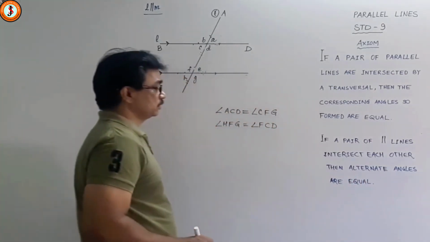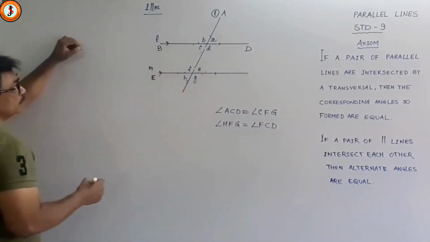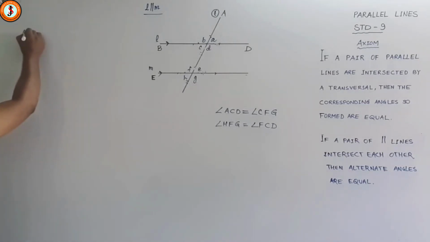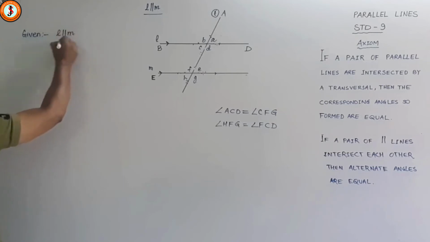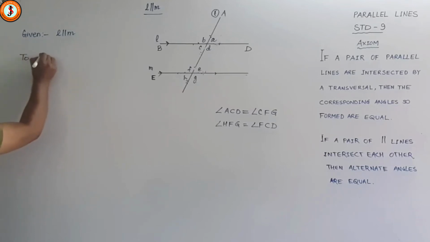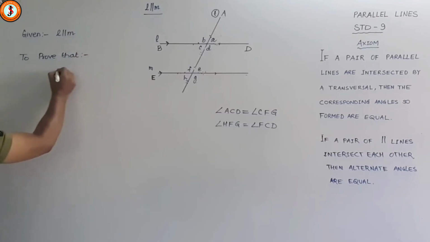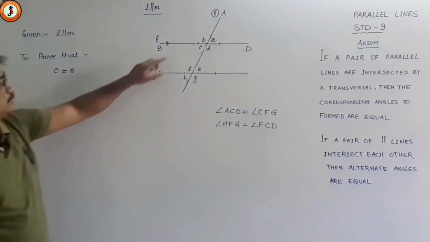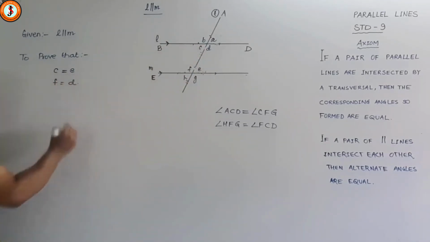So let us see. We have been given this situation, L is parallel to M. So this is given. So we are proving a theorem. L is parallel to M and T is a transversal. What we have to prove is: angle C is equal to E. We have to prove this. So that is a measure again. C is equal to E and F is equal to D. So it's a very easy proof.